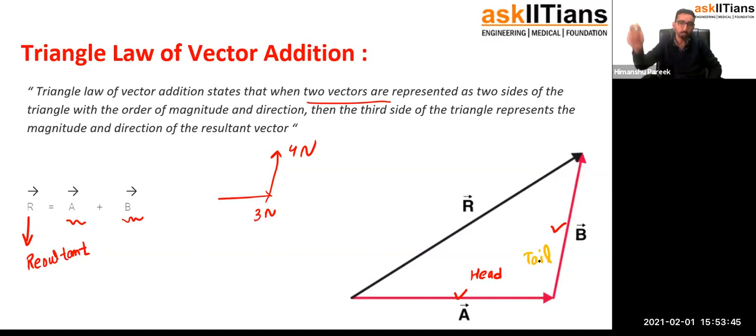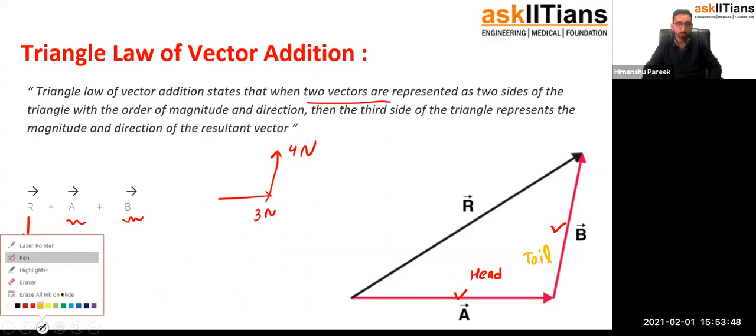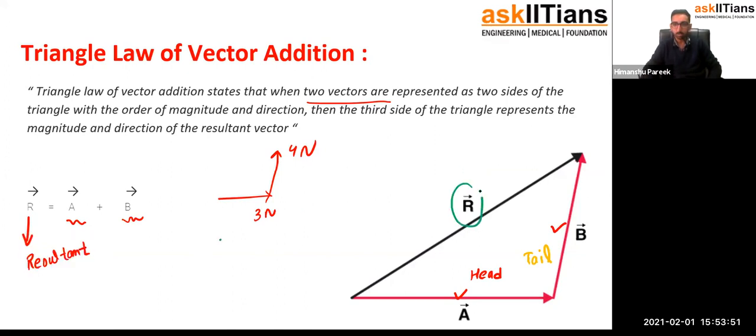Now the third side of the triangle, this R vector you can see here, will represent the addition of two vectors, the resultant of two vectors. Got my point? All right. So simply, these two are the vectors. Now you complete a triangle here. This would represent the addition of these two vectors: 3, whatever is the direction, plus 4, whatever is the direction. Addition of these two would be the resultant vector. So that is the meaning of triangle law of vector addition. Okay, we have got the statement, right? Third side of the triangle represents the magnitude and the direction of the resultant vector.